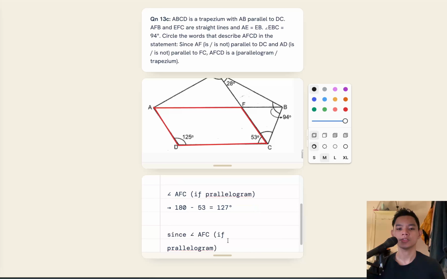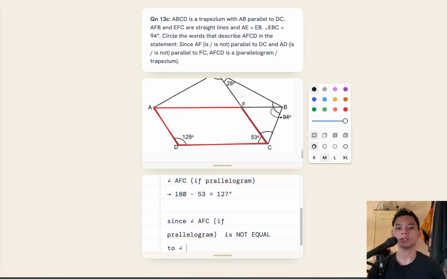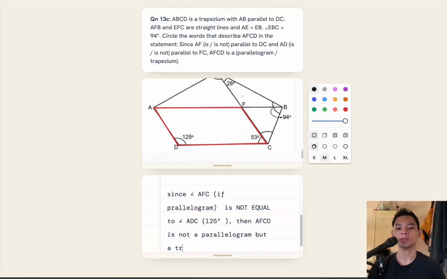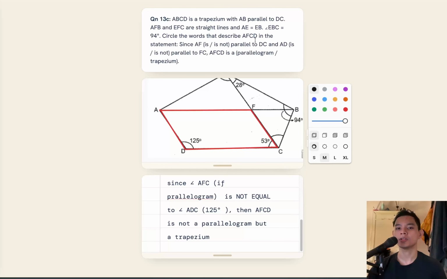However, since angle AFC is not equal to angle ADC, which is 125 degrees, AFCD is not a parallelogram but a trapezium. Therefore, we know from the question that AFB, this whole line over here, is parallel to DC. That is correct.